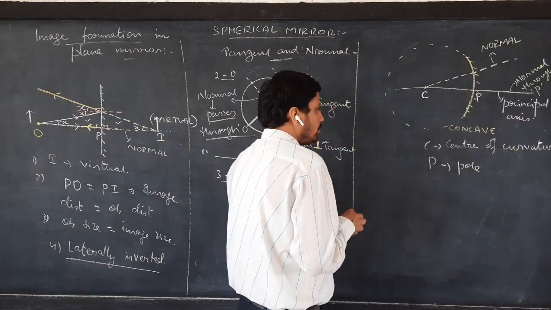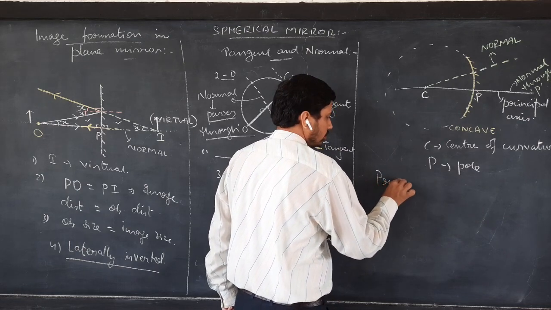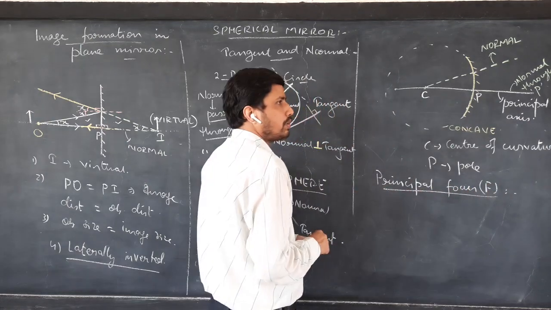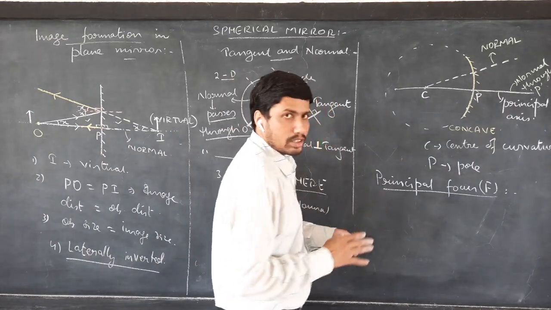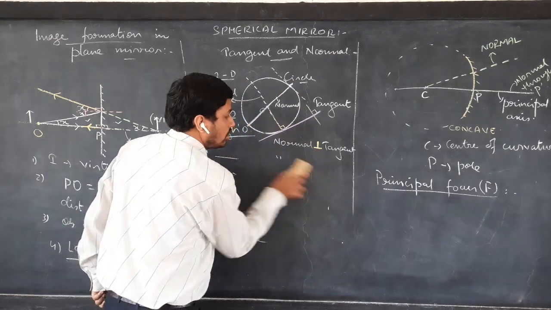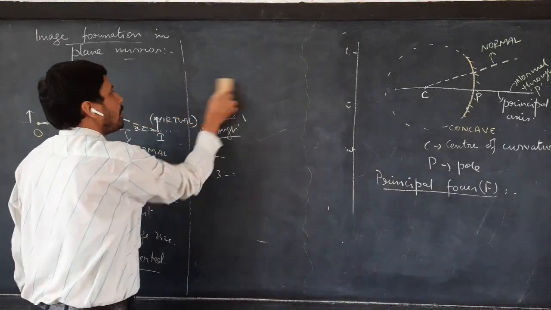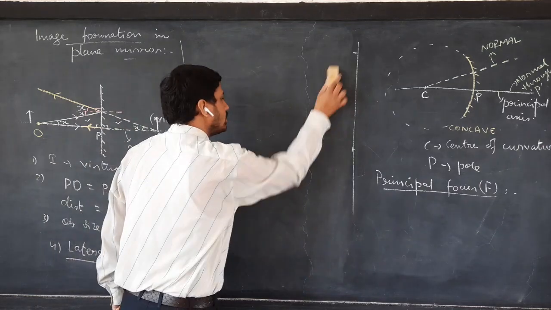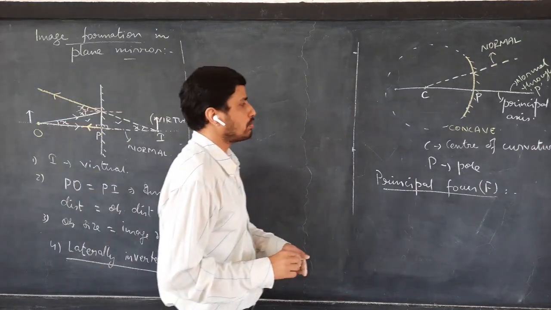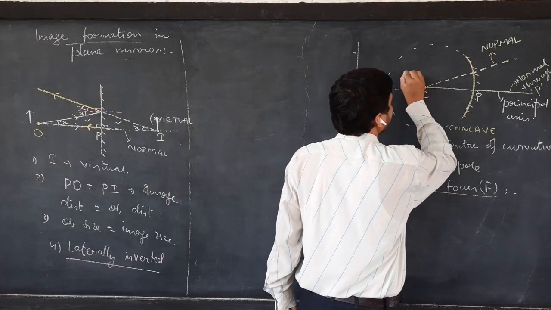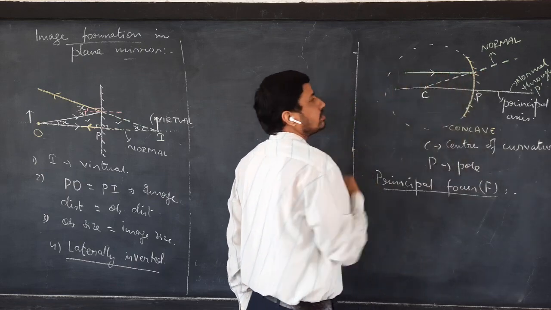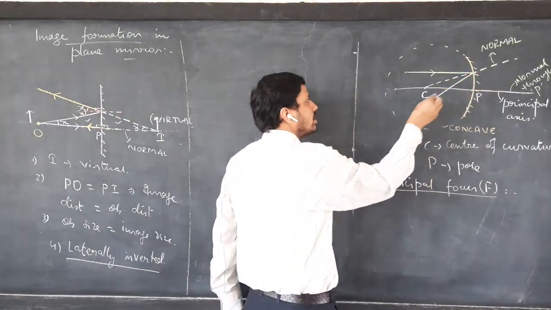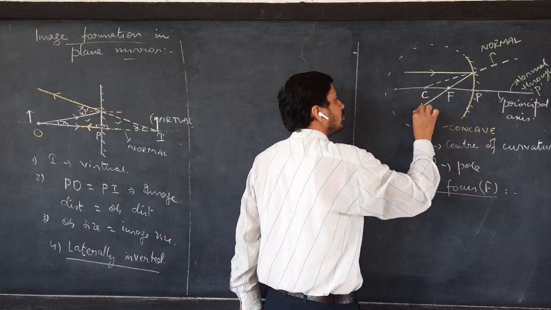Now we'll talk about principal focus, which we denote by capital F. So in case of a concave mirror, we are discussing. The convex mirror we shall discuss separately. In case of a concave mirror, if we draw a line parallel to the principal axis incident at some point, then after reflection it passes through a special point on the principal axis. That special point is called the principal focus. See, suppose this is the incident light. This light ray is parallel to the principal axis. After reflection it passes through a point. That point we call the principal focus.